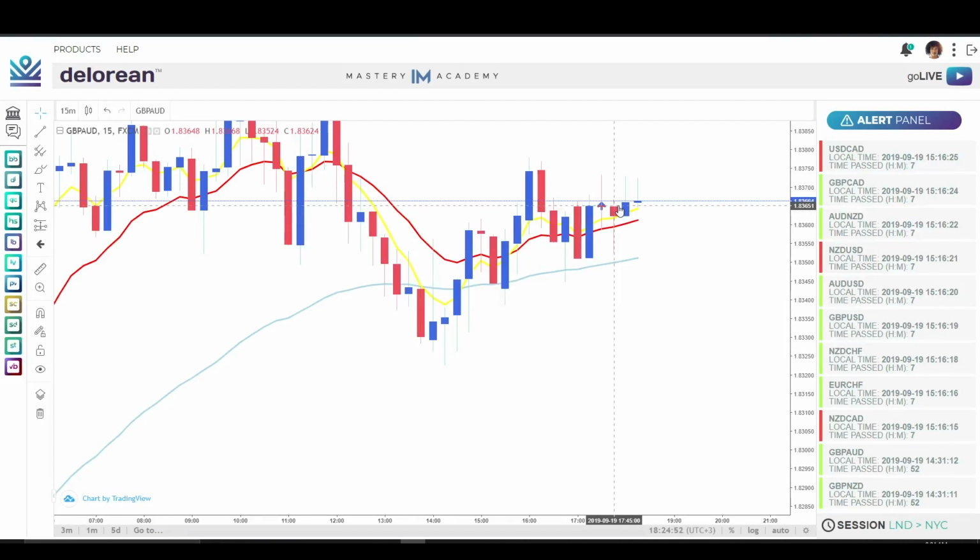Keep in mind that the Delorean will scan 5 different time frames on 30 different pairs at any given time. At this time of the recording, this is only scanning currency pairs. It is not scanning any others in the market. We look forward to expanding into the future.